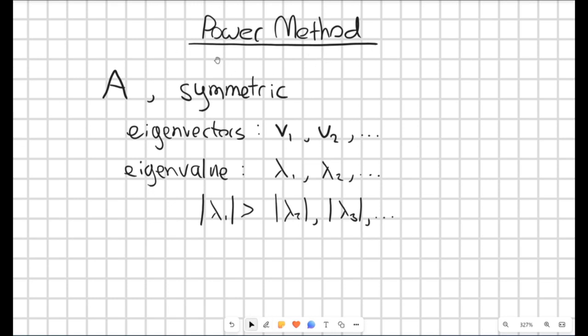What the power method lets us do is find what's called, as I said, the dominant eigenvector. That is the eigenvector that's associated with the largest absolute eigenvalue. So in other words, because lambda 1 is going to be the largest absolute eigenvalue in our problem here, the power method is used to find V1.